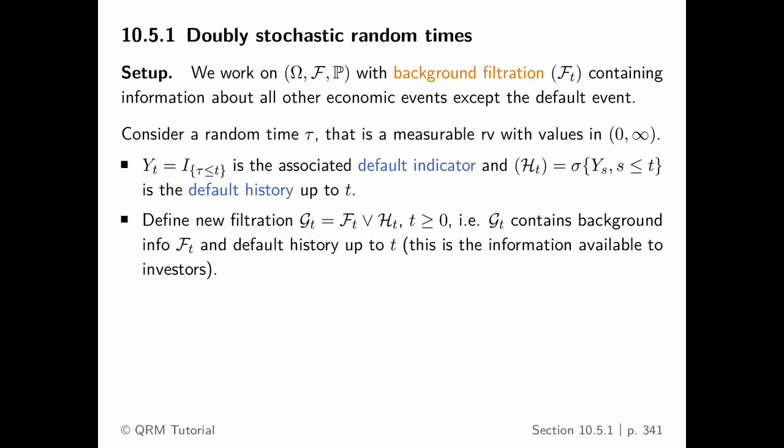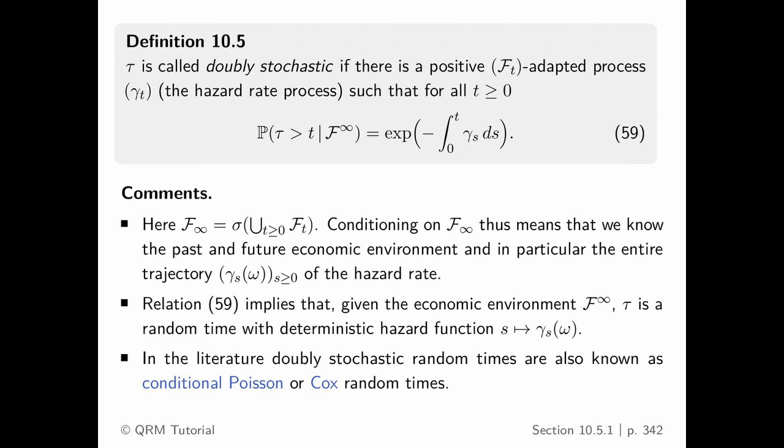Okay, good. So that's why we want doubly stochastic random times. I recall quickly the definition and the construction. Tau is doubly stochastic, a random time, if there is some F_t-adapted process gamma_t, the hazard rate, and we will see it's closely related to short-term credit spreads, such that given that I know what the hazard rate is now and in the future, the probability that tau is bigger than t is just exp of minus the integral from 0 to t of gamma_s ds.